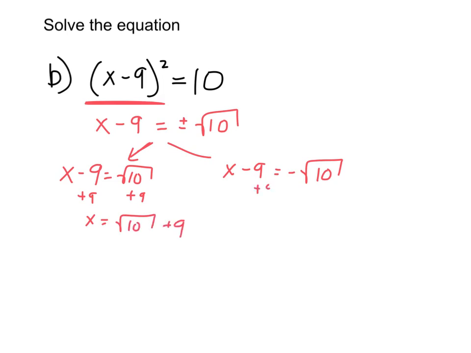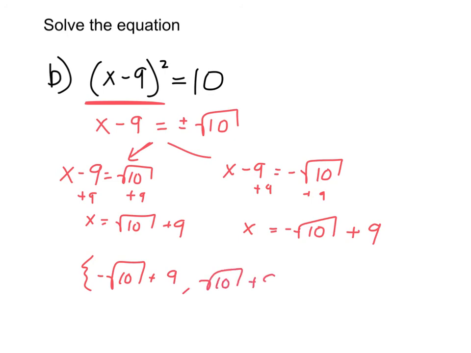If I were to add 9 to both sides over here, x equals the negative square root of 10 plus 9. Okay, so if I were to write this in set notation, I would start with the negative one, because you always start with the smaller of the two, and then square root of 10 plus 9. And this would be your solution set.